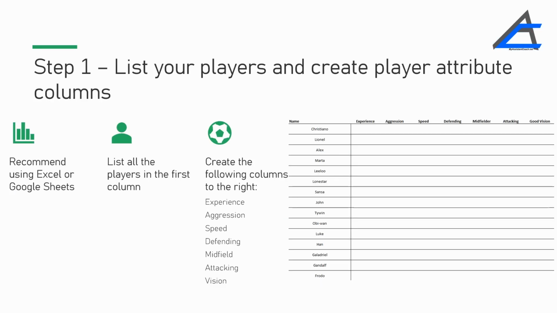For step 1 of our 2-step process, I highly recommend using a spreadsheet program of some type. Either the Excel file I provided or Google Sheets will work. We are going to need 8 columns for this exercise. In the first column, label it name or something similar. Then type in all of their names. Then we need 7 more columns with the following labels: experience, aggression, speed, defending, midfield, attacking, and vision. When you have that done, it should look something like this.